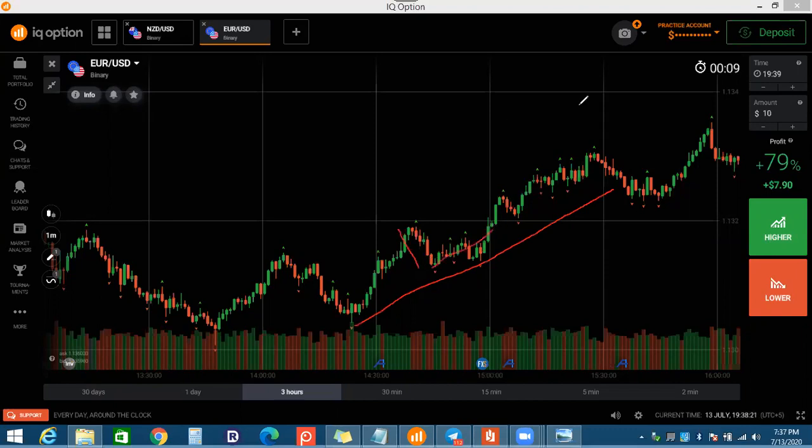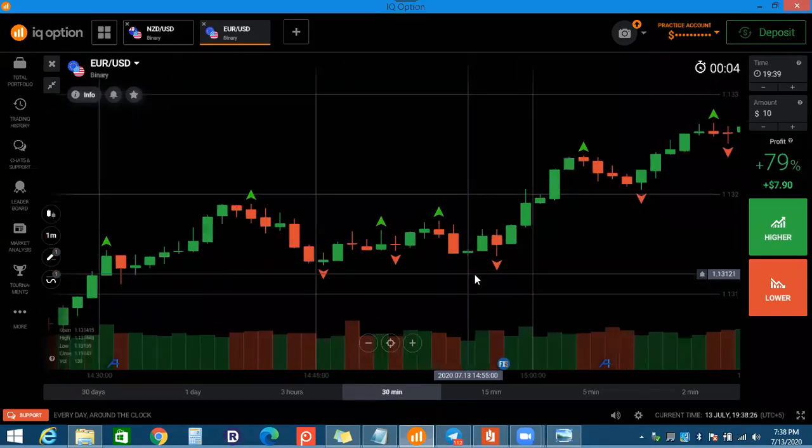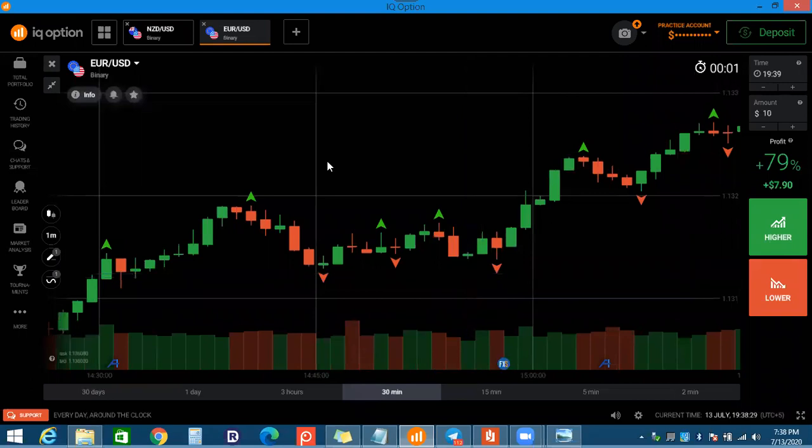So in this uptrend, maybe there are some signals you can understand. So here, the effort signal is appearing. Look at how it's working.